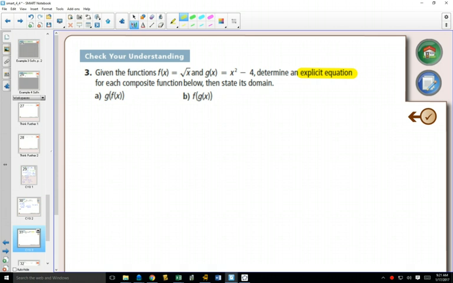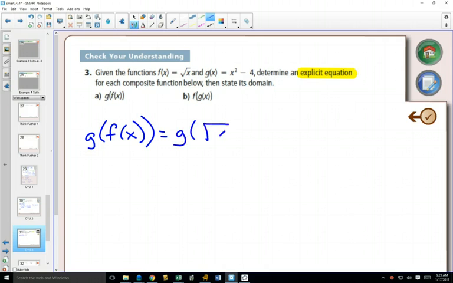What that means is we want to take our function and change it from function notation, which here it is on the left, and write it in terms of x only. Start from the inside, and we have g of the square root of x. And then, working further, what happens with g of x?